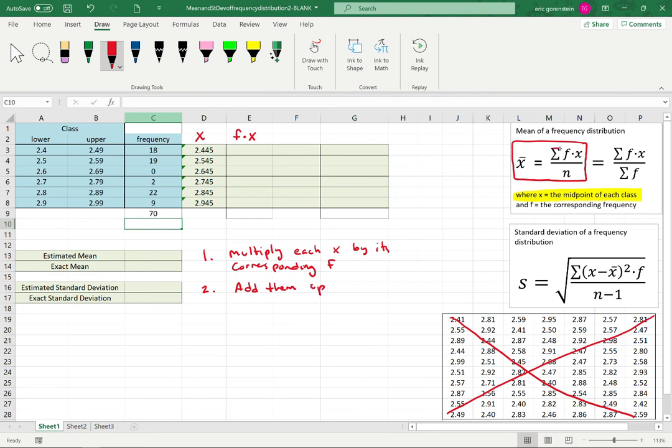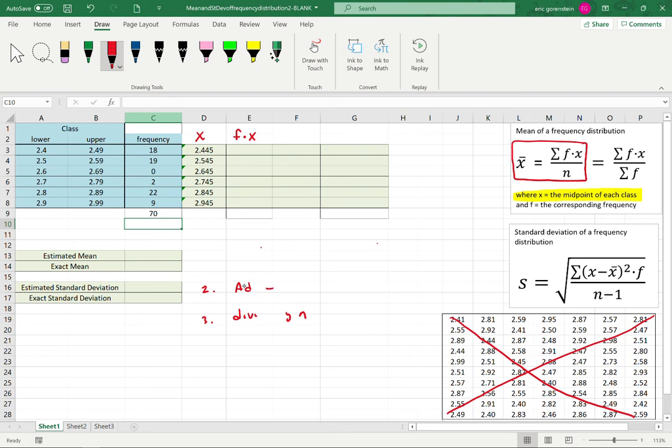That's this Greek letter sigma, the one that looks sort of like an E. It's saying find each f times x, and there's going to be 6 of them, and then add those up, and then finally divide by n. Okay, so that's what this formula is telling us to do. Multiply first, and then add, and then finally divide by n. All right, so let's do that in Excel.